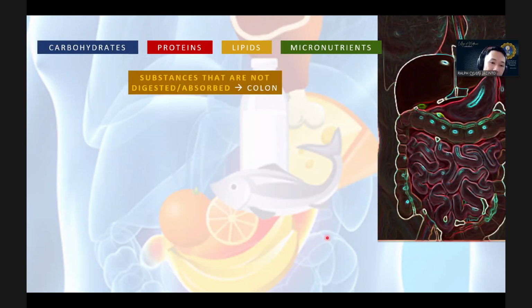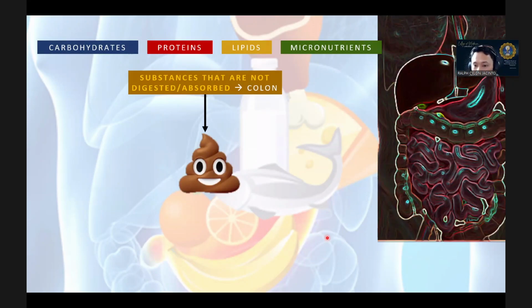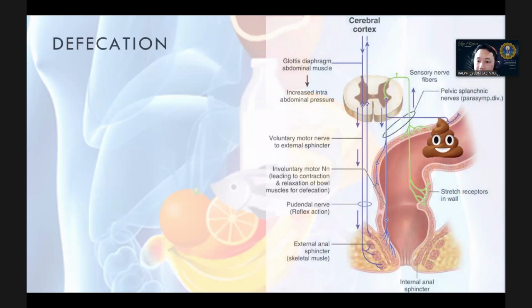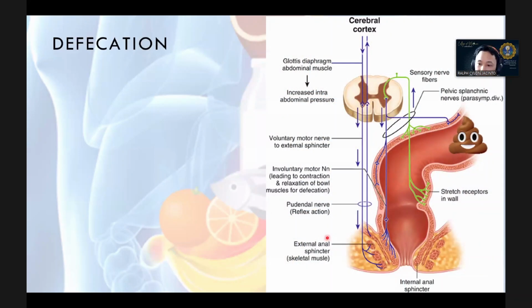Okay, so note that the substances that are not digested or absorbed or eventually secreted will eventually reach the colon. And this will now form the fecal material or stool. Now, let's look very briefly at your defecation. So you now have the fecal material that reaches the rectum.